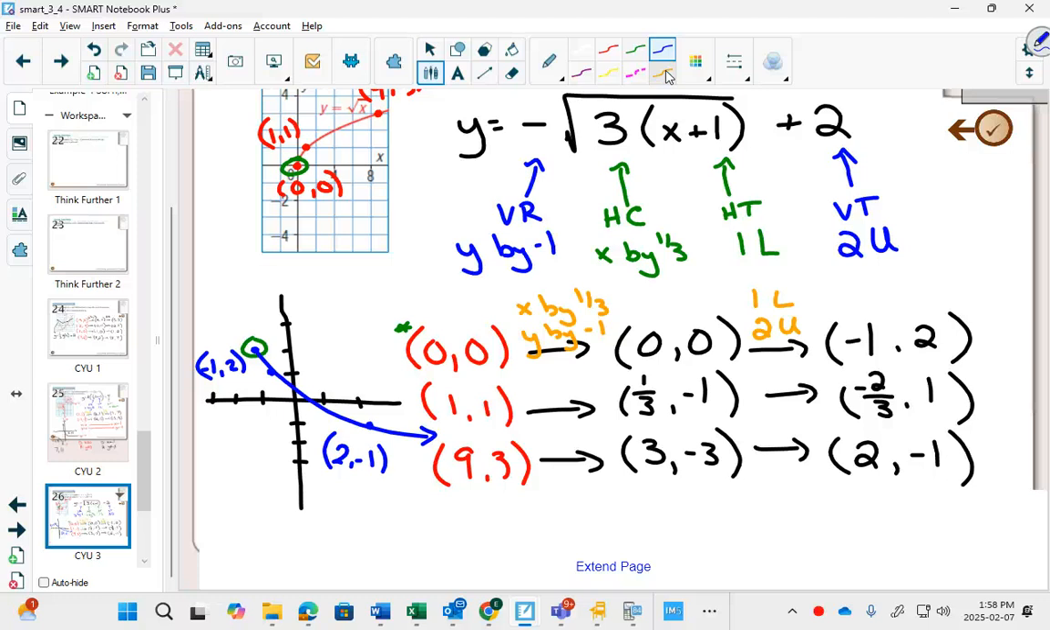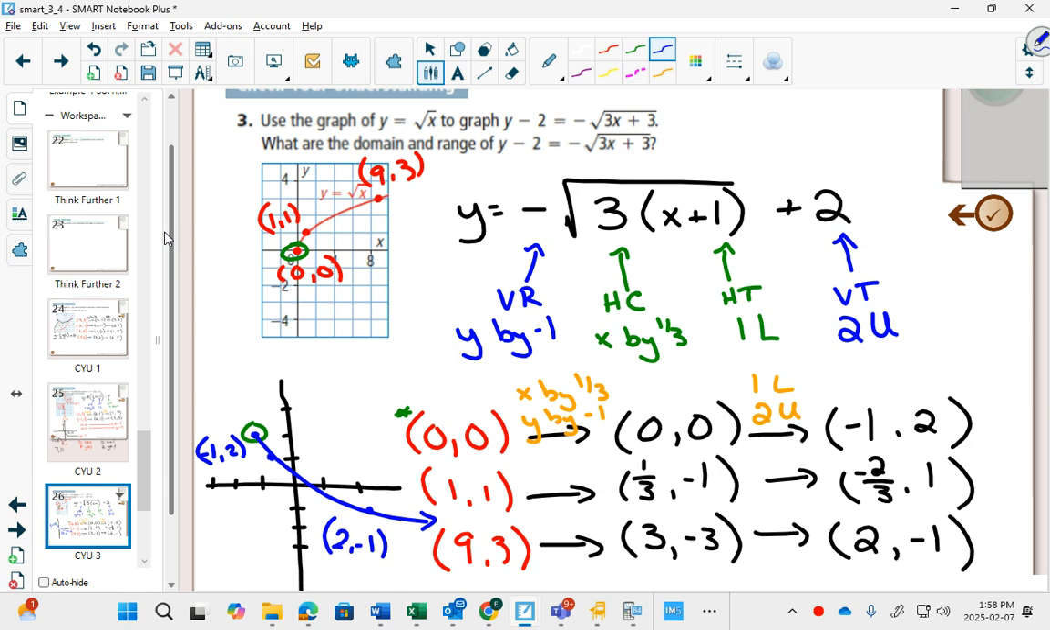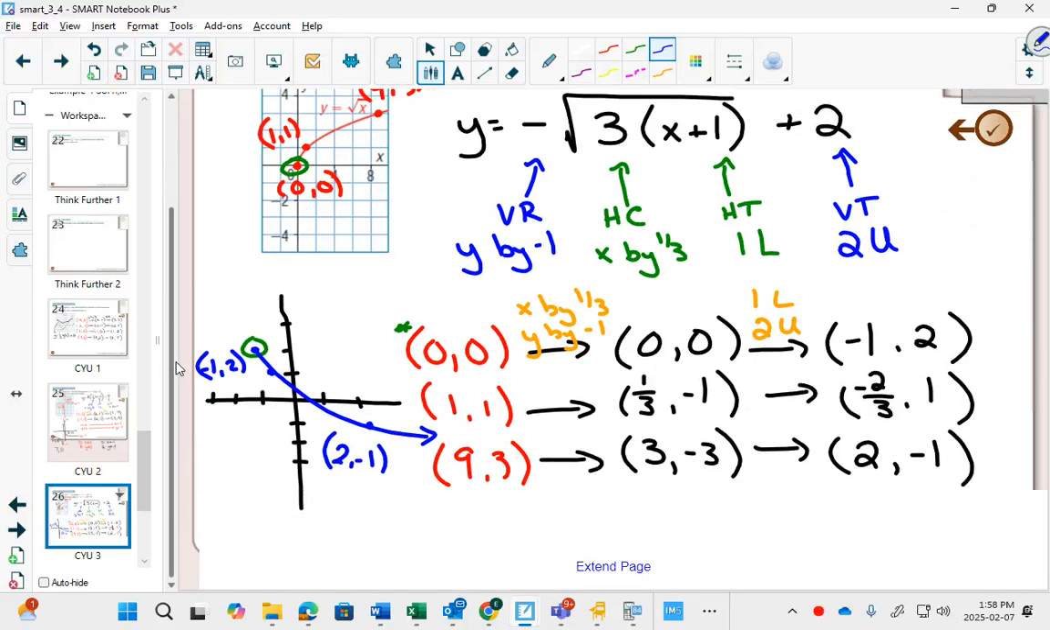Does it ask domain and range? Yes. Oh, but just of one. Okay, just the blue one wants domain and range. So smallest value is for x -1. So I can write -1 to infinity. Range has no smallest value, so we'd start at -infinity, but it has the biggest value of 2.